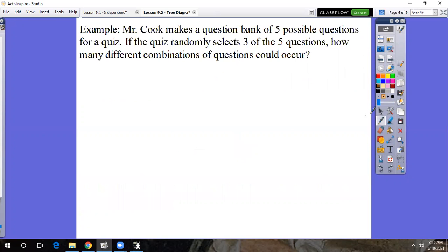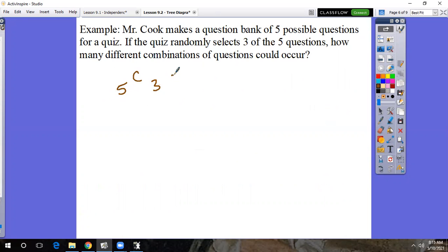We're going to do one example of this together. Let's say that I, Mr. Cook, when I make a quiz, make a question bank of 5 possible questions you could get for the quiz. The quiz is going to randomly select 3 of those 5 questions, and I want to know how many different quizzes could occur. To figure this out, I could do 5 choose 3, because there are 5 total possible questions, and the quiz is choosing 3 of them.